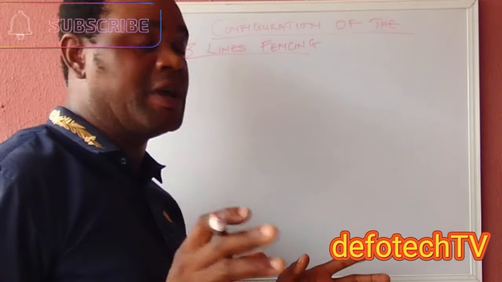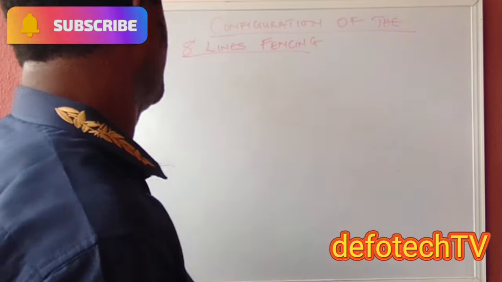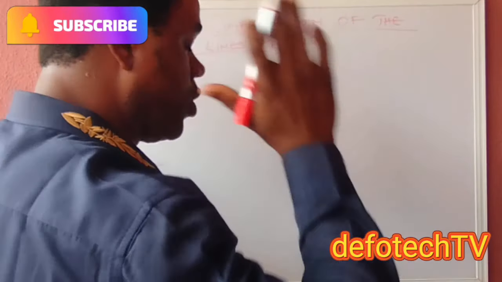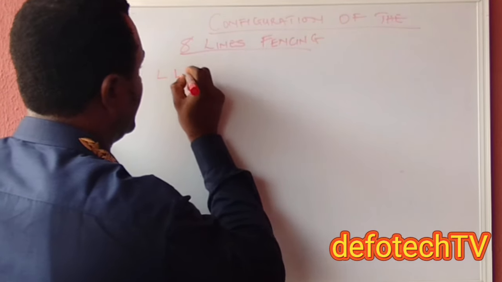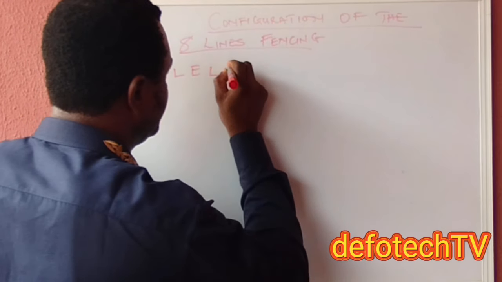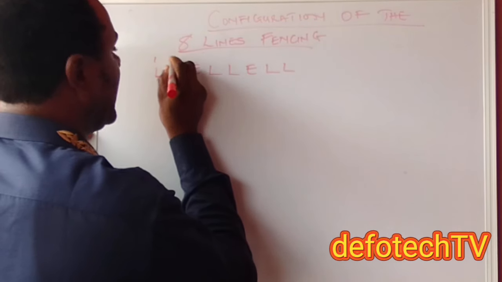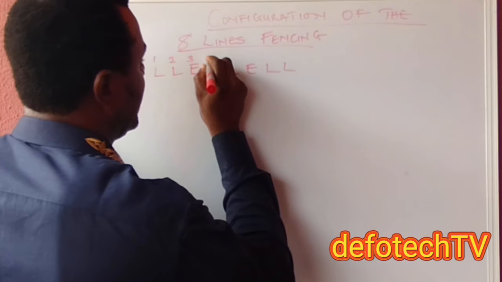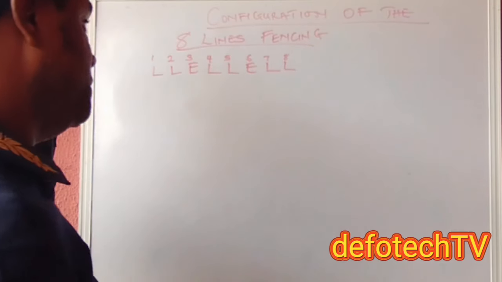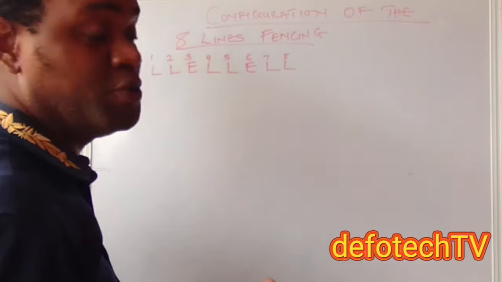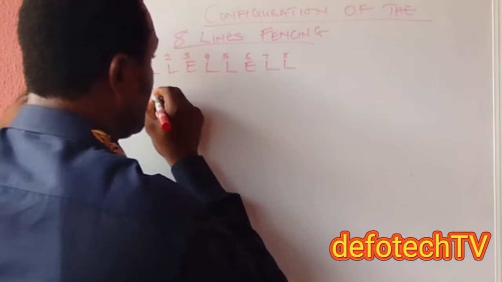Number one, I want you to understand this. What are we talking about, the eight line? One thing that should come to your mind first is the configuration, which is this: life, life, earth, life, life, earth, life, life. That's line one, line two, line three, line four, line five, line six, line seven, line eight. Now, you might be surprised. You might want to ask which of the lines will I use as number one? Irrespective, you can swap this to this.